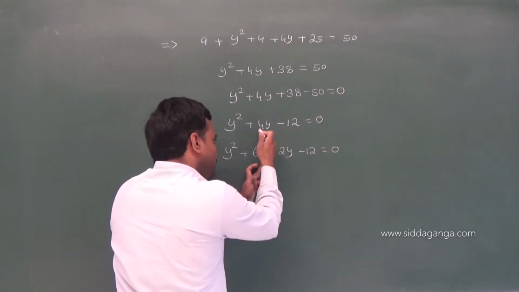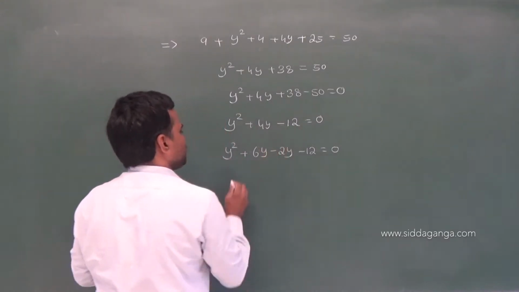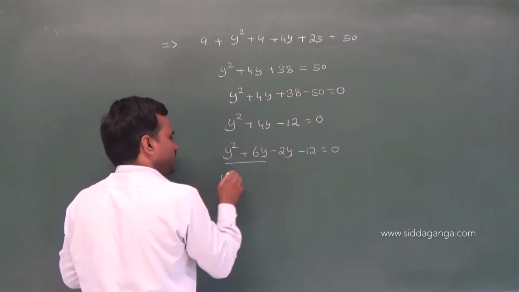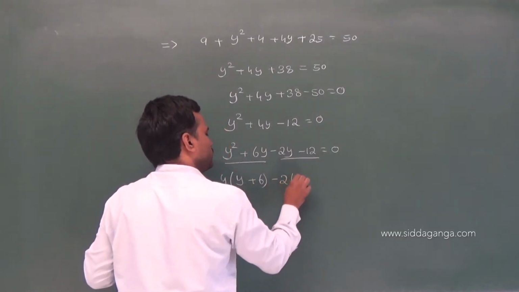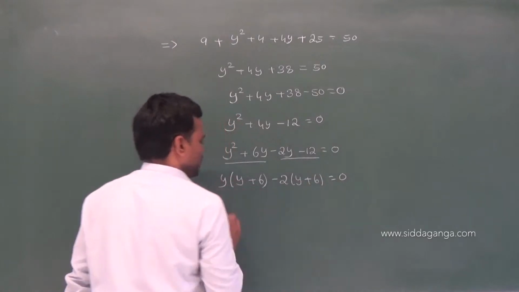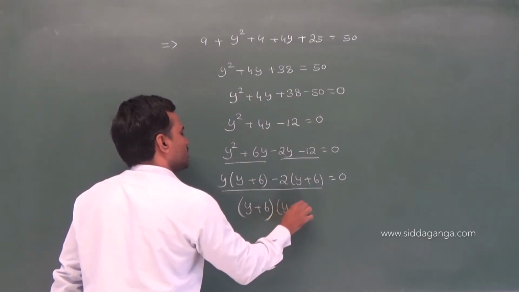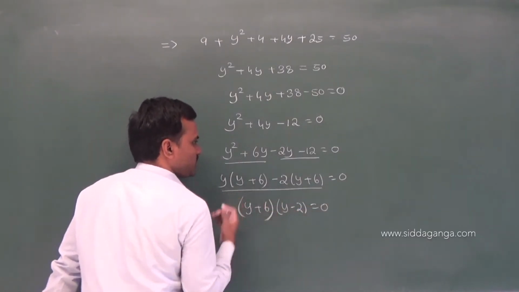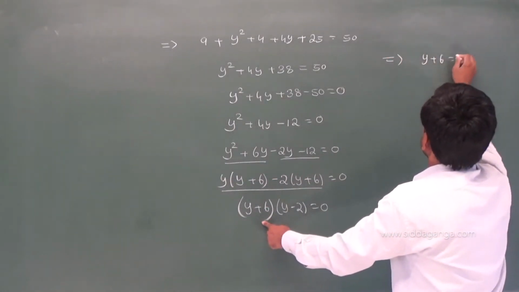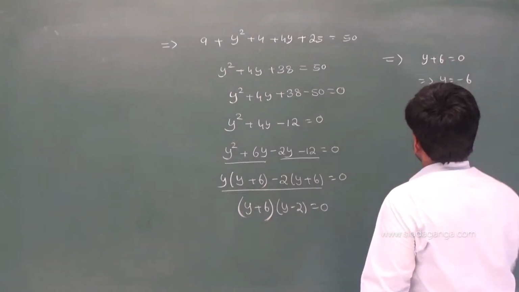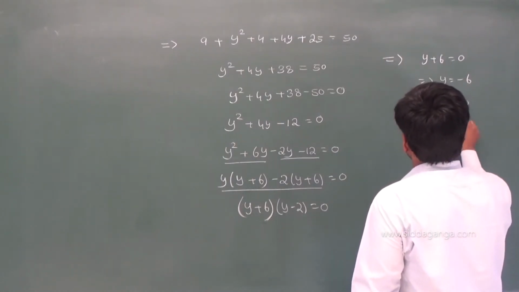If you add these two, it becomes 4y. If you multiply these two, 6y into minus 2y gives minus 12y squared, that is nothing but AC. So here y we take common, y plus 6, correct, and here minus 2 is common, y plus 6 is equal to 0. In these two terms, we take y plus 6 common: (y plus 6)(y minus 2) is equal to 0. A into B is equal to 0, that implies A is equal to 0: y plus 6 is equal to 0, that implies y is equal to minus 6. Or B is equal to 0: y minus 2 is equal to 0, that implies y is equal to 2.